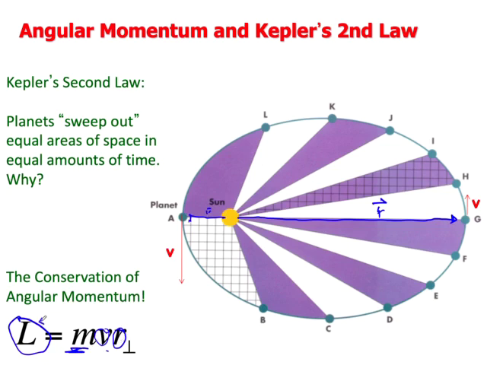Since this has to be conserved, as one decreases, the other one increases. And because it's exactly inversely related, if you make r twice as big, velocity becomes half as big. It'll sweep out equal areas in equal times.